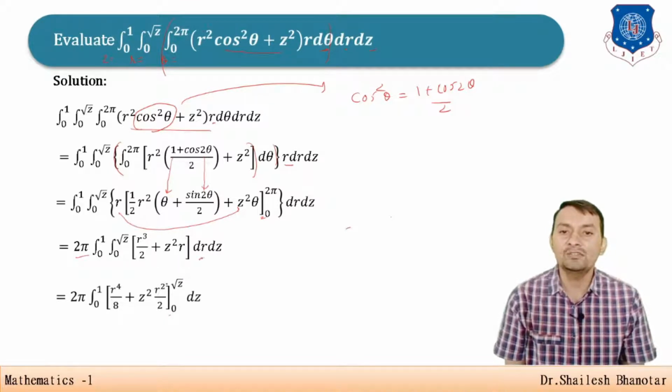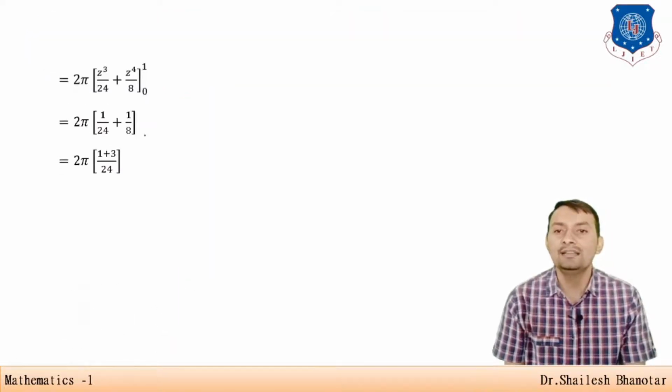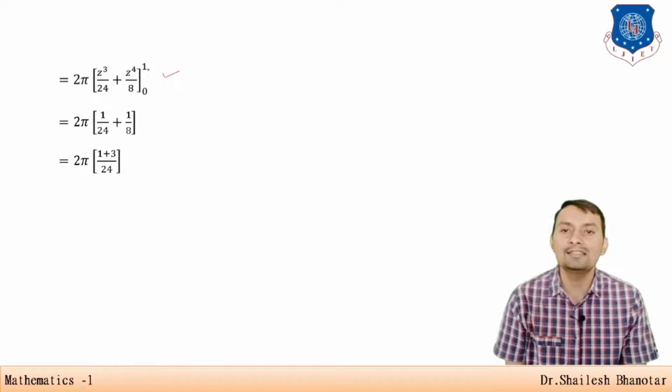But when I integrate with respect to r, what I will get is r raised to 4 divided by 8 plus z squared into r squared divided by 2, over 0 to square root of z, and then dz. When you put r equal to square root of z, you will get z squared divided by 8 plus square root of z raised to power 2, so it will be z, and you will get z into z, that is z raised to cube divided by 2, dz. When you integrate with respect to z, you will get z cube divided by 24 plus z raised to 4 divided by 8, evaluated from 0 to 1.